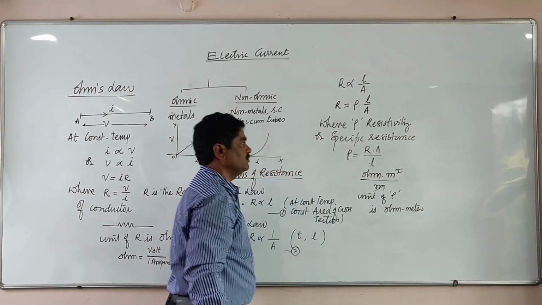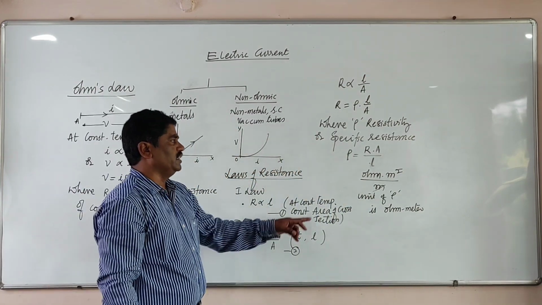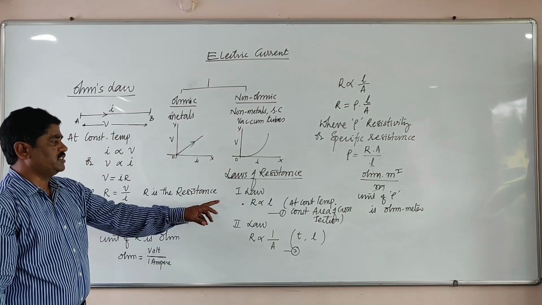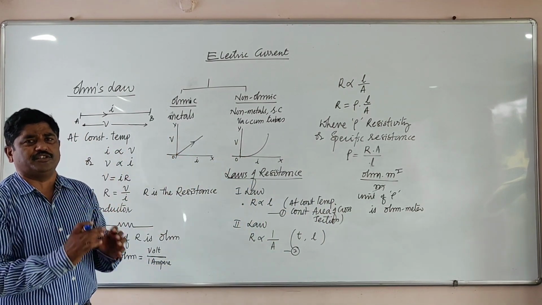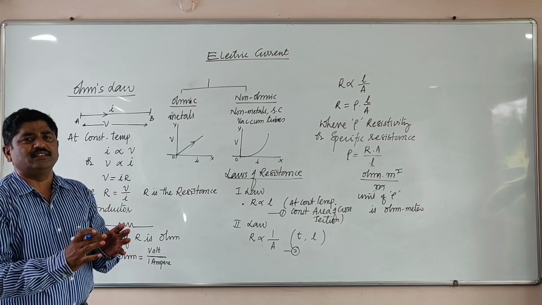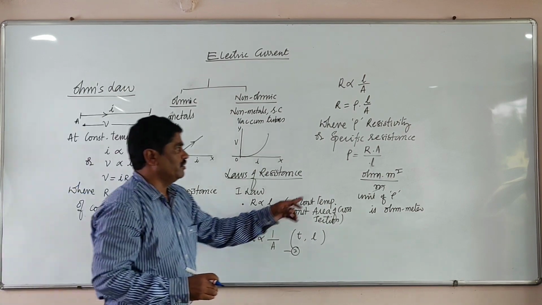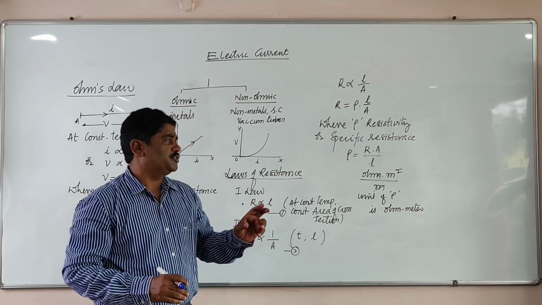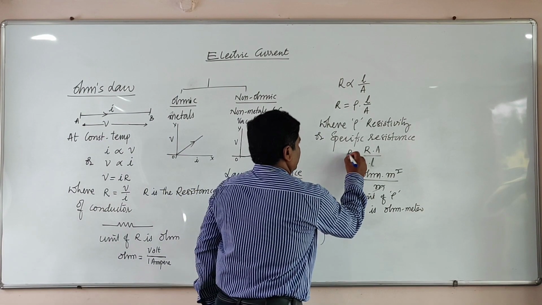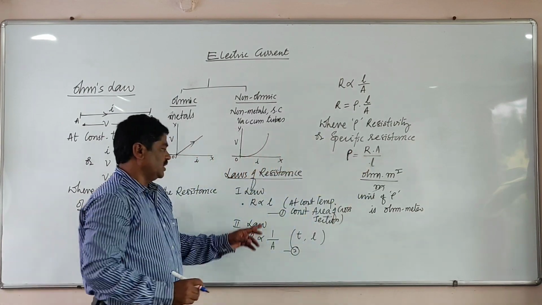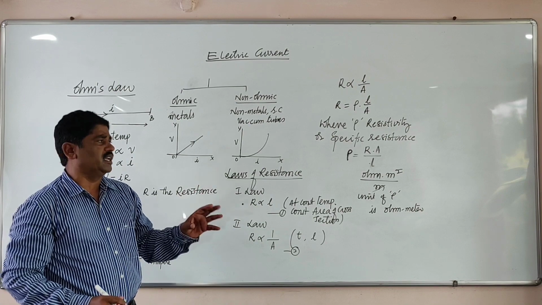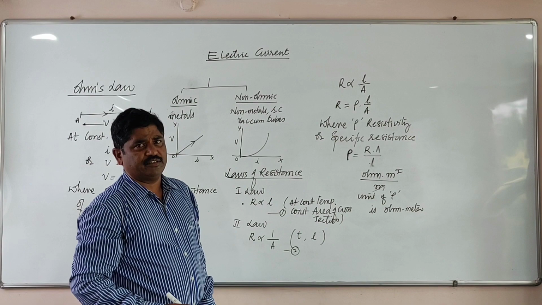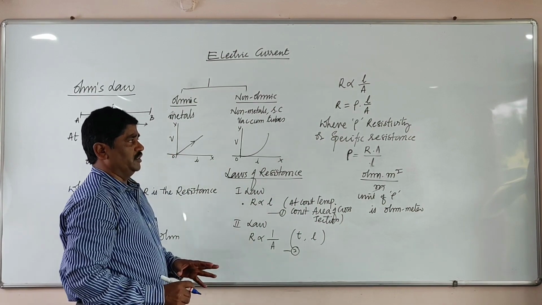But what is the main difference between the resistivity rho and the resistance? Resistance depends on the physical condition of the conductor, that is, its length and area of cross section. Whereas resistivity depends on the material of the conductor from which it is made. So resistivity depends on the material, and resistance depends on the physical condition. That is the difference between rho and R.